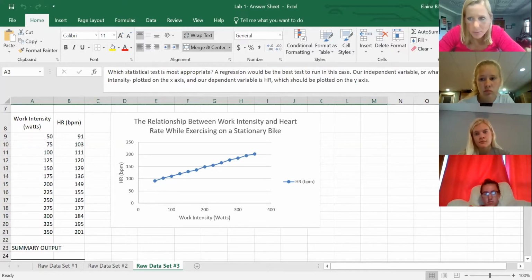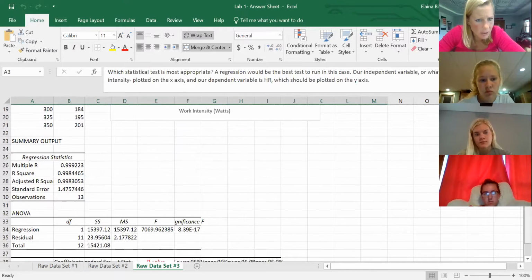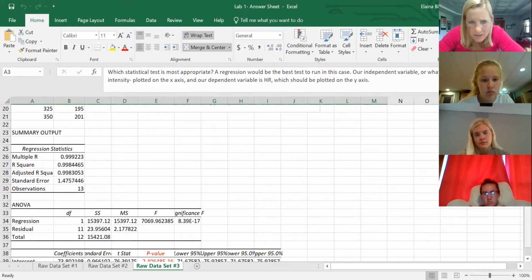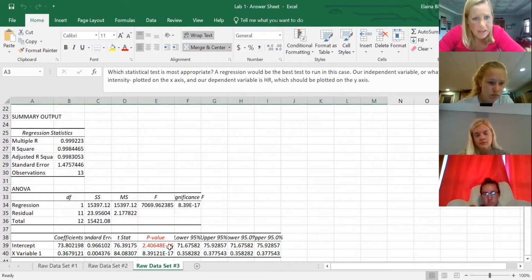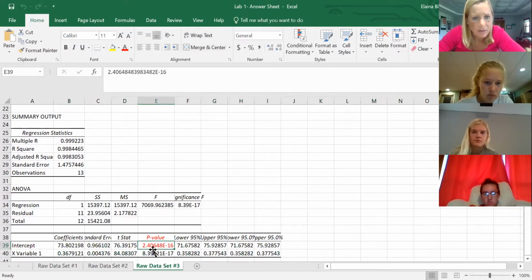Again, this one was a super low number. So here you can see the p-value down here. I have it highlighted in red. E-16. So again, if, oh shoot, now it doesn't show it up here. So basically there's like 15 zeros before you get a 2. And so it's a very, very small number. So there is a significant difference.